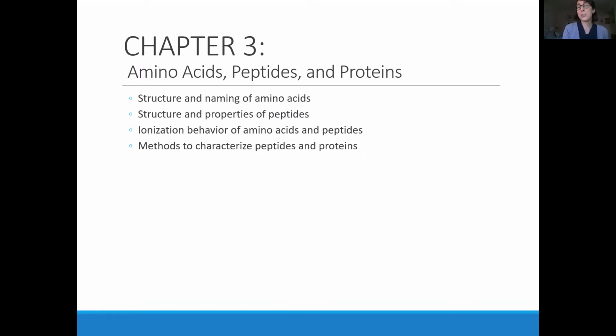And then we'll touch a little bit on the methods to characterize those peptides and proteins. This we'll explore in more detail for those of you in the lab section. We're going to try to just understand the conceptual basics of it in the lecture section.